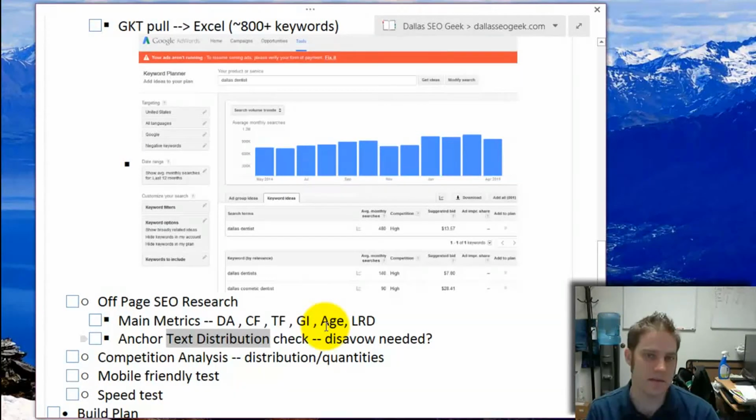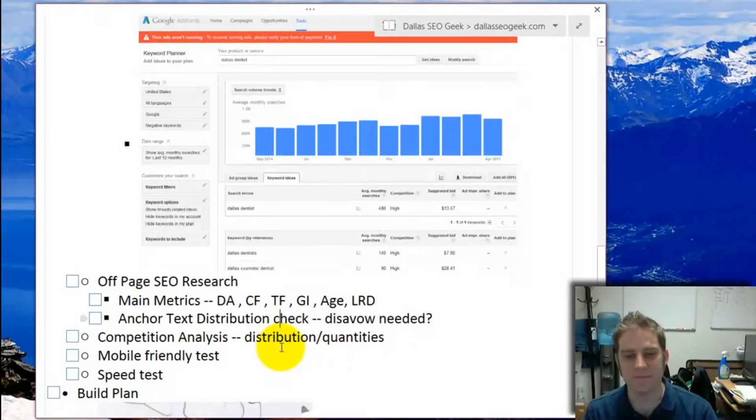I've had cases where previous SEO has killed a project because the disavow wasn't done. They didn't want to do it. So I won't ever do that again.